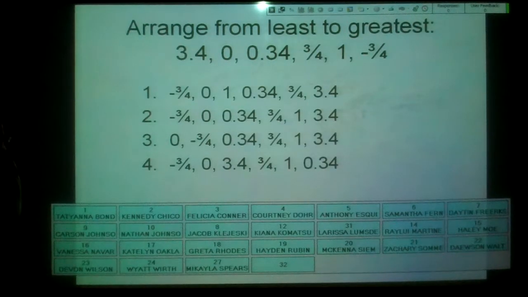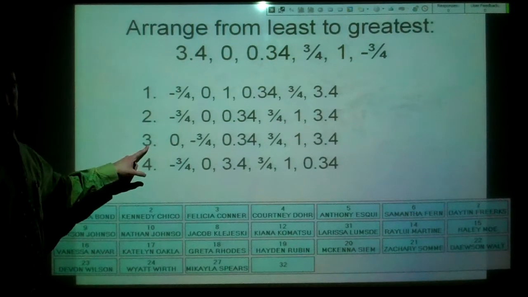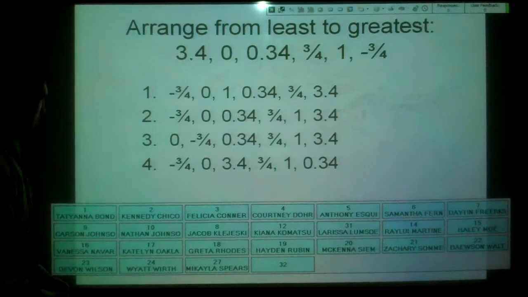Alright, arrange from least to greatest. We want to make sure that we know which ones are negatives, which ones are positives. We're always going to start with negatives because negatives are less than our positive numbers. Negatives are less than 0. So that eliminates number 3. We're not going to do that one.